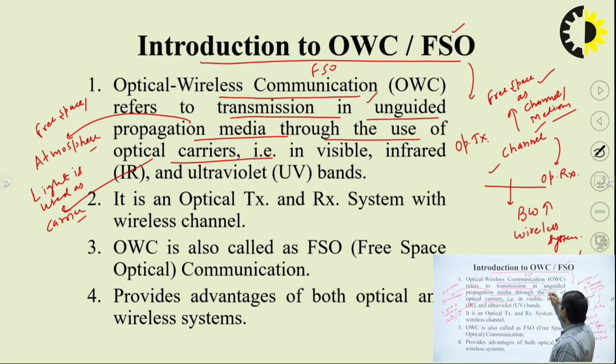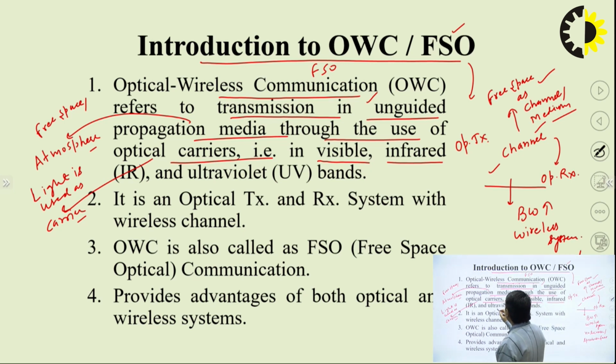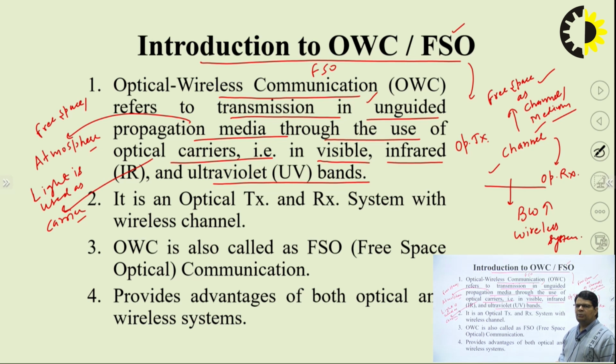This free space optical communication is basically performed in the visible band, infrared region, or ultraviolet bands. So the main bands that can be utilized for free space or optical wireless communication system are the visible band, infrared band, and ultraviolet band.